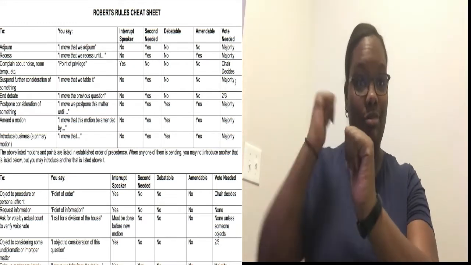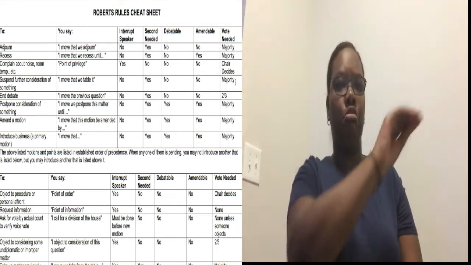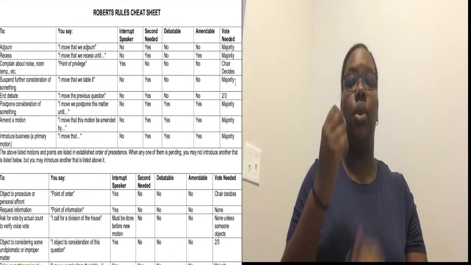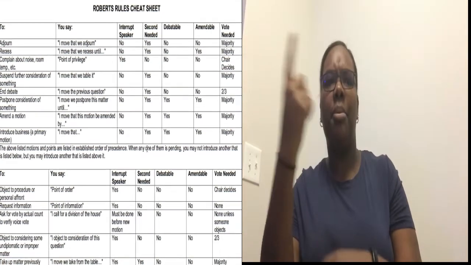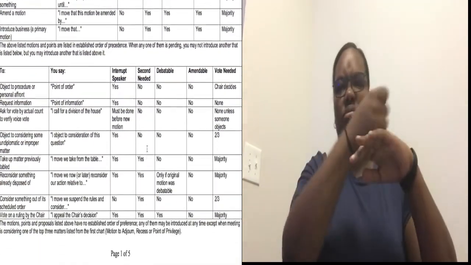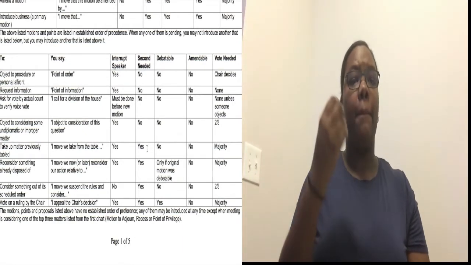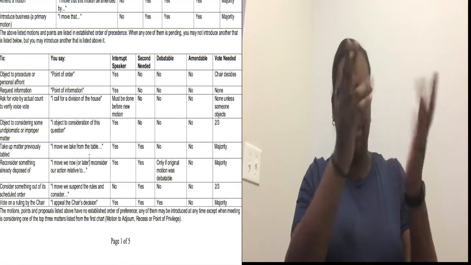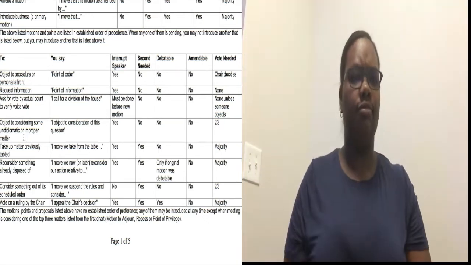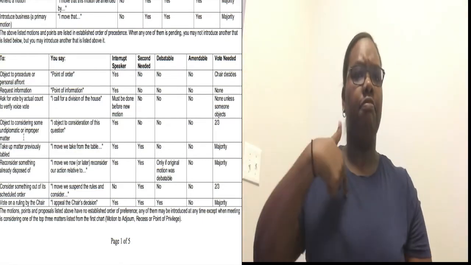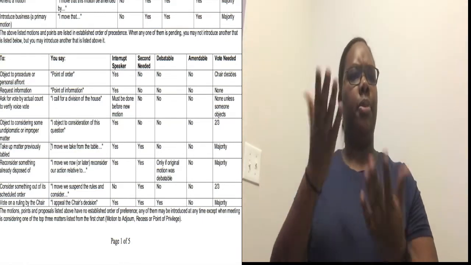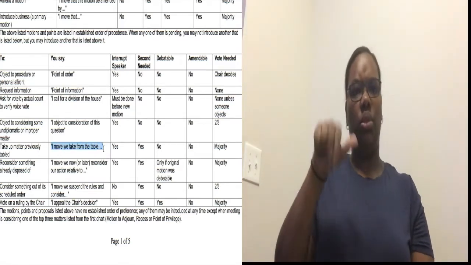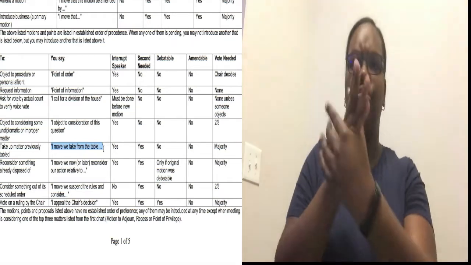And then if that motion passes, then it gets put on the table for another meeting or just later in that meeting. So with that, let me skip down to taking something off of the table. So it's later or it's the next meeting, and you want a particular item to be brought back up. So you would move to take something off of the table. You say, "I move we take from the table this discussion that we were having earlier or at another meeting."